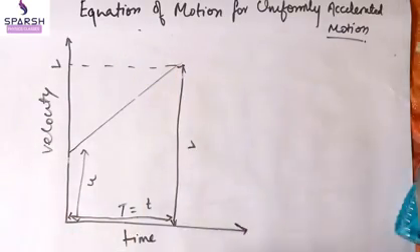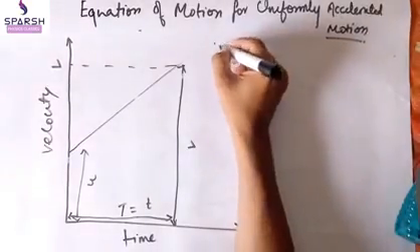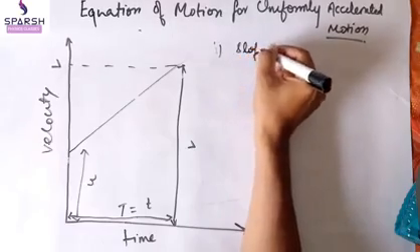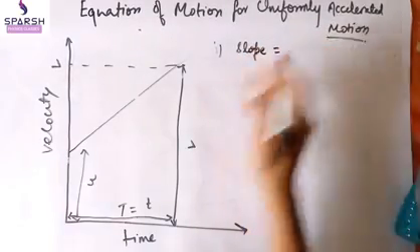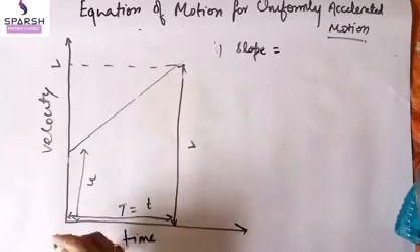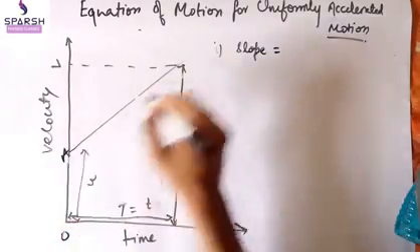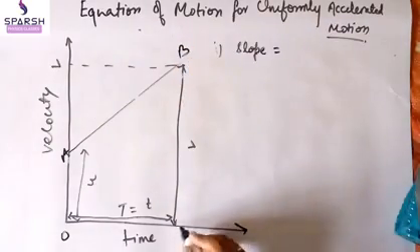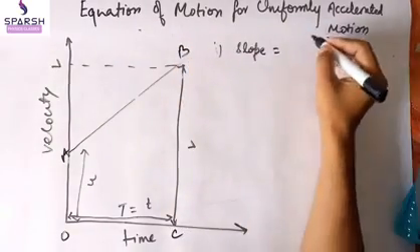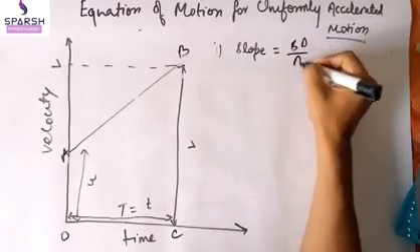This is the velocity time graph. So the slope of the graph is what? Slope of graph is y upon x. First, slope is equal to y upon x. If you name this O, A, B, C and D, then slope will be what? BD upon AD.